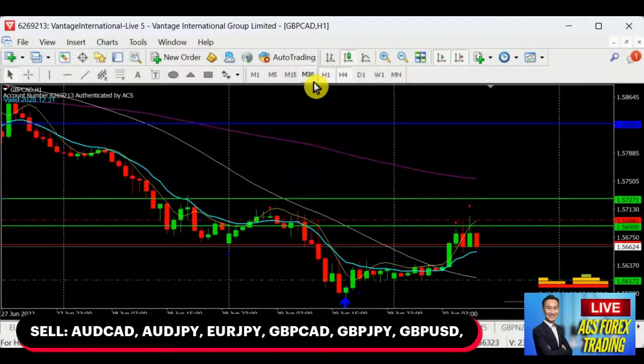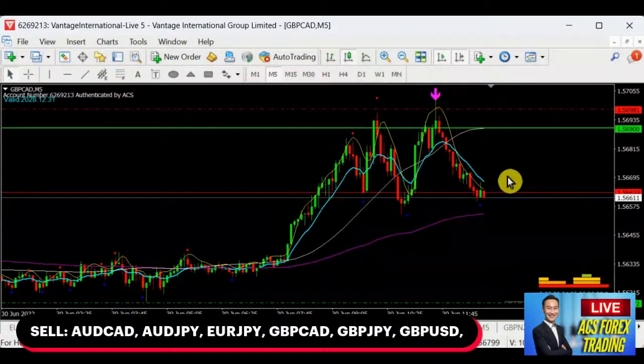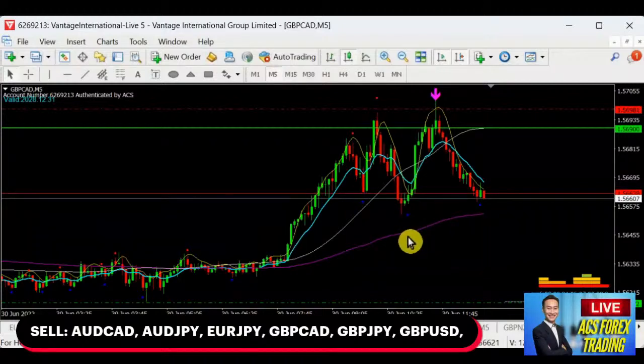When I go to a lower time frame, Powcat is also another good one. Powcat is so much better over here, as we can see. It is now trying to break the resistance, but it is not breaking the resistance, whereby Powcat will be a good selling over here. Yes, this is good.